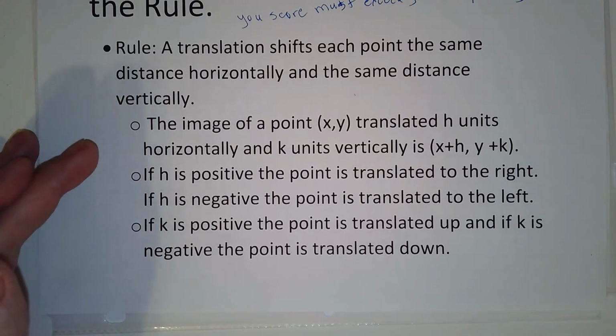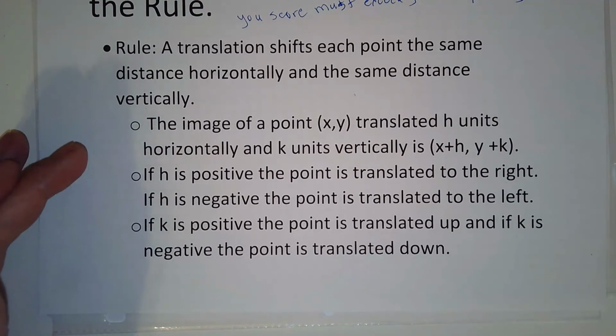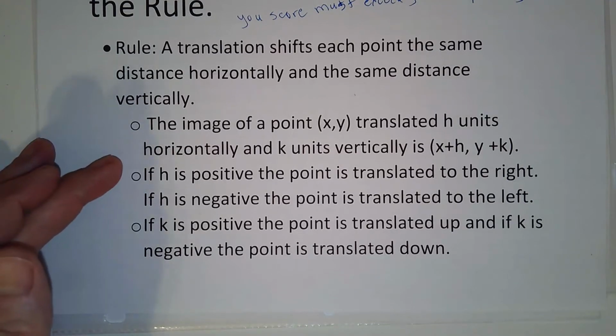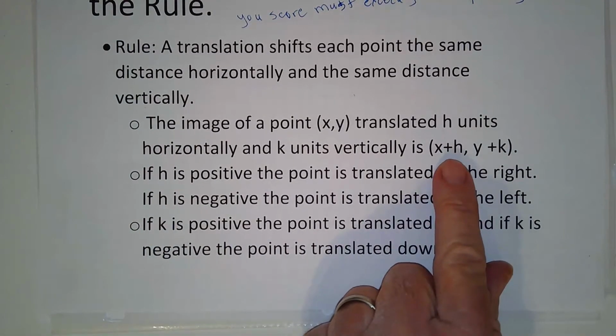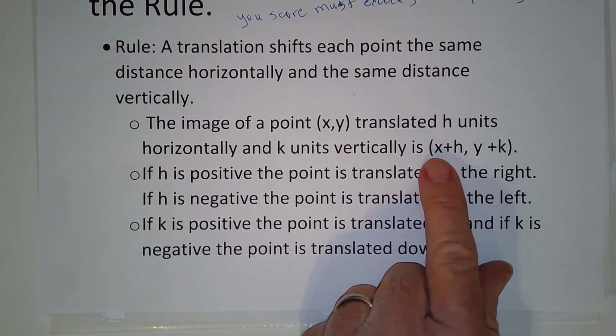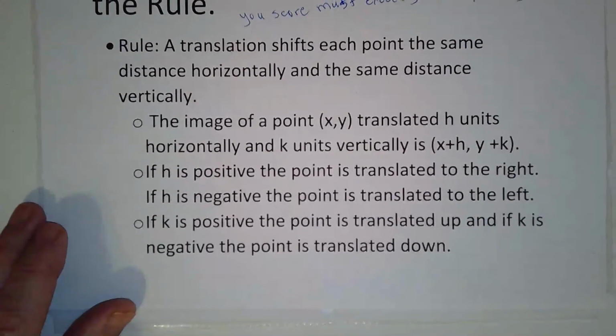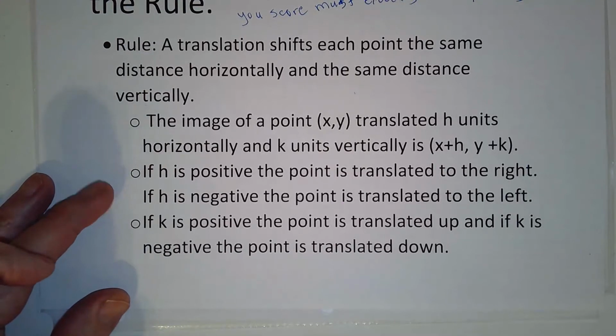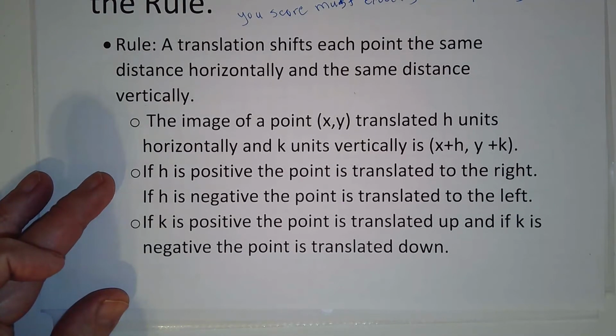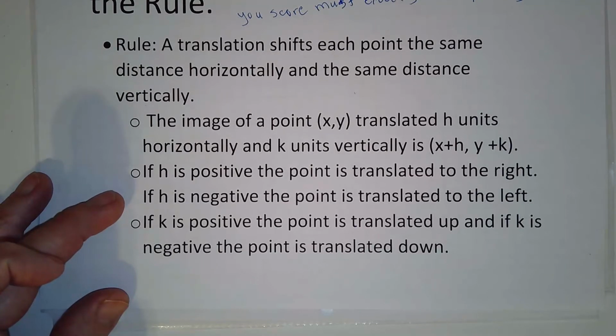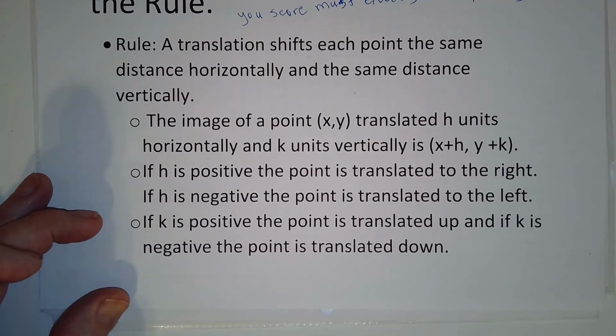So to do this, the image of a point, which has x and y coordinates, will be translated h units horizontally and k units vertically. An example of this kind of translation would be x plus h for the new x coordinate and y plus k for the new, or prime, y coordinate. Then the next point is, if h is positive, the point is translated to the right. If h is negative, the point is translated to the left. If k is positive, the point is translated up, and if k is negative, the point is translated down.